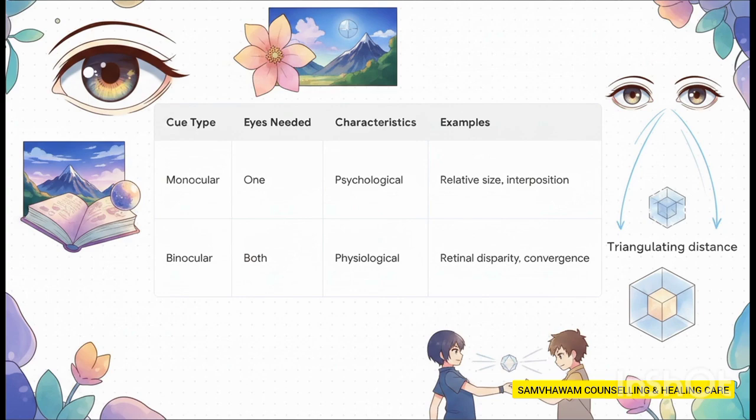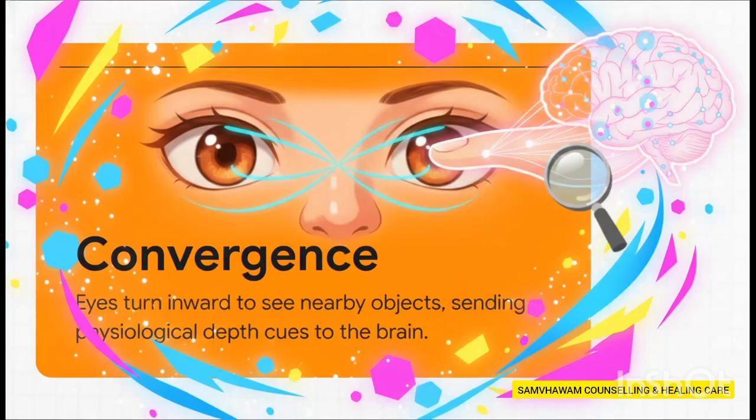One of the absolute most fascinating binocular cues is convergence. You can actually test this right now. Hold a finger out in front of your nose and slowly, very slowly, bring it closer to your face. You can feel the physical muscles in your eyes straining and turning inward, right? Those muscles are actively sending a real-time physiological depth measurement straight to your brain. Your brain seamlessly translates the physical strain of your eye muscles into a perception of 3D distance.